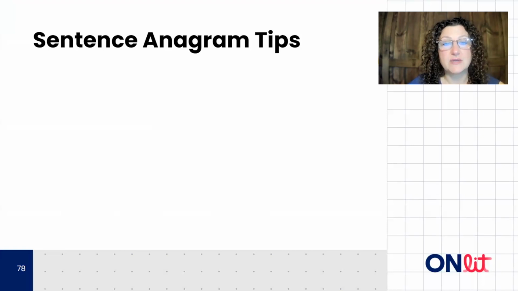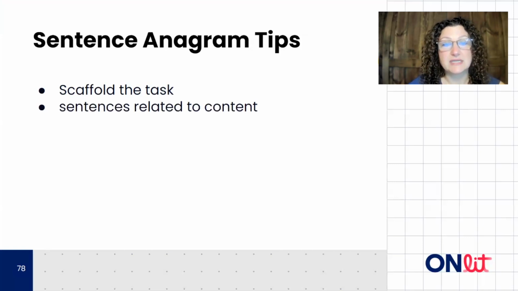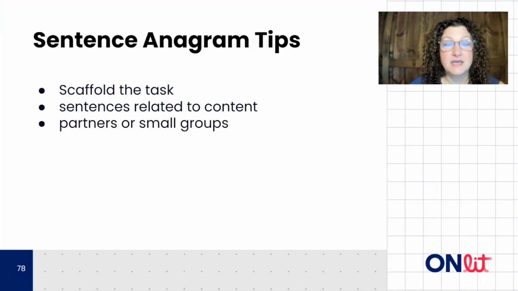Educators should consider the following tips and tricks when planning for a sentence anagram activity. Scaffold the task by providing a capital letter for the first word and including punctuation with the last word. Using sentences related to content instruction serves to reinforce what is being taught in different subjects and provides a familiar context for students. Have students work in small groups or in partners and discuss how they determine the correct order.